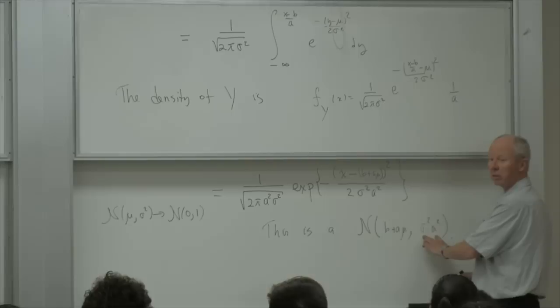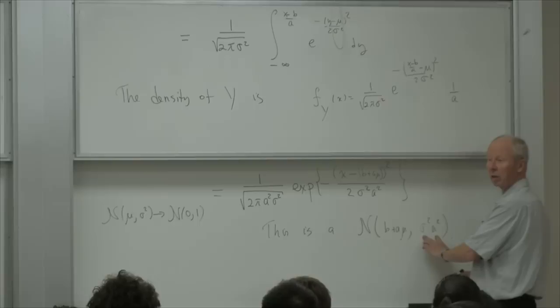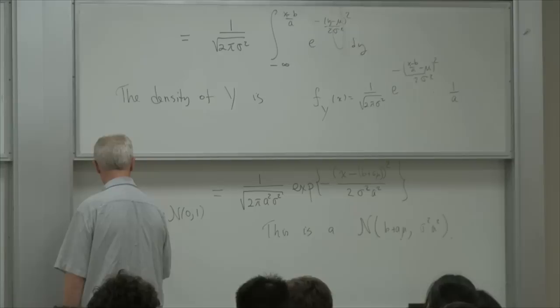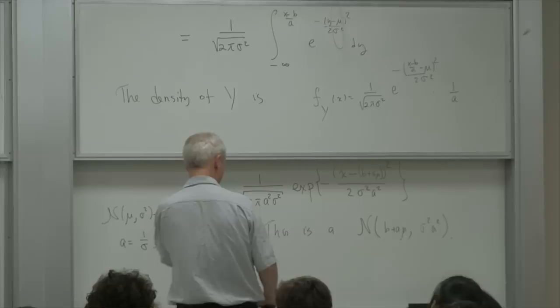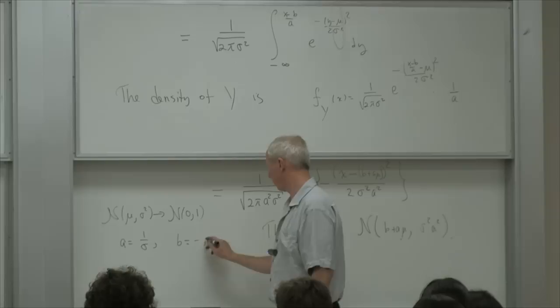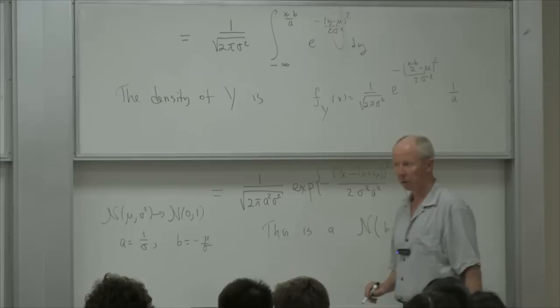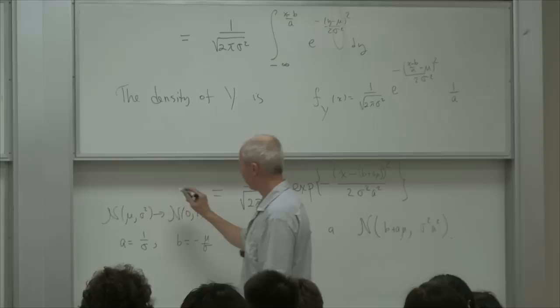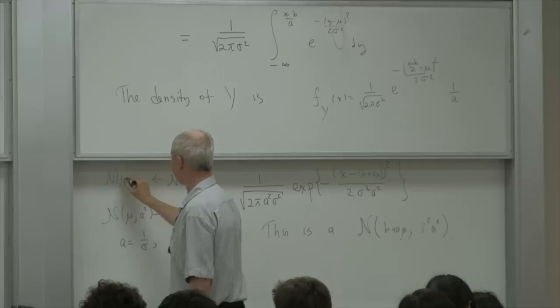So what should a squared be? Or what should a be? I'm sorry, a should be 1 over sigma. And b should be minus mu over sigma. Then if we multiply by a and add b, we go from there to there. What about the other way? Can we go backwards? Suppose we start with a normal mean 0 and variance 1. Can we get to a normal mean mu variance sigma squared?